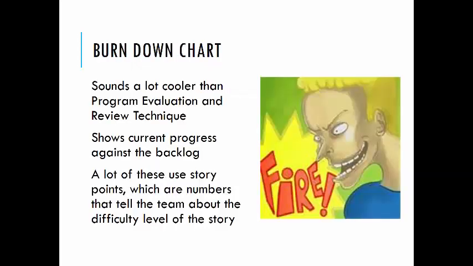Another Agile tool that you may see is the Burndown Chart, and it sounds a lot cooler than Program Evaluation and Review Technique or Gantt Chart. Basically, this type of chart will show the current progress against the backlog in terms of the number of story points. You can use things other than story points, such as hours or effort time required, but a lot of these use story points. Story points are numbers that tell the team about the difficulty of the story. Story points are arbitrary, but they should be related to the complexity, risk, and effort involved.